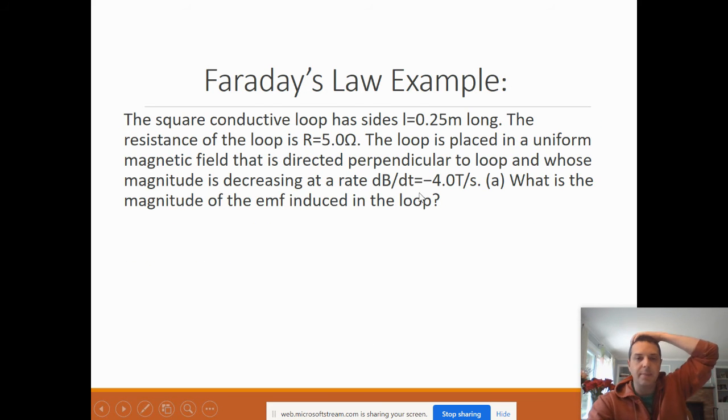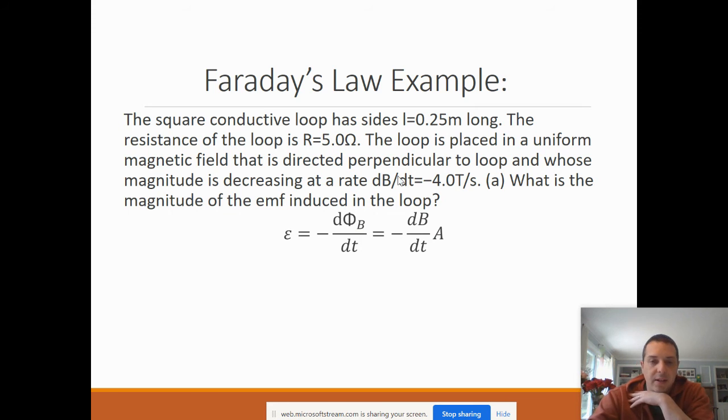Let's go ahead and do an example of this. In this example, we have a square conductive loop that has sides 0.25 meters long, and the loop itself has a resistance of 5 ohms. We place this in a magnetic field that has a change in field strength of negative 4 tesla per second. This is telling us the rate of change of our magnetic field strength. We want to figure out the magnitude of the EMF induced.